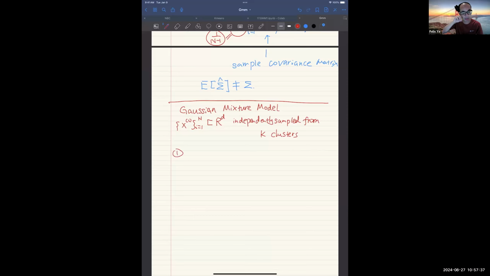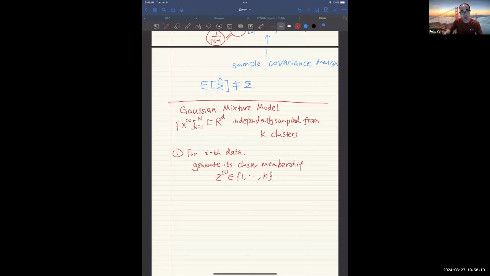The first thing is for the ith point. It actually follows a 2-step process. First, we're going to generate its cluster membership. So we need to identify which cluster it comes from. So this actually comes from z of i in 1 to K.